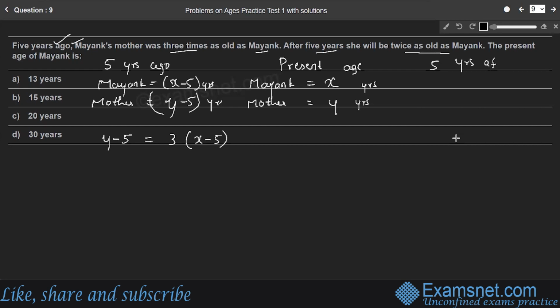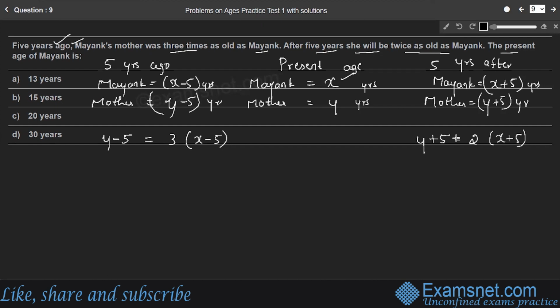And after 5 years, we'll consider their age after 5 years. 5 years after, Mayank will be x plus 5 years, right? Present age is x. After 5 years, his age becomes x plus 5 years. And his mother's age will be y plus 5 years, right? It is given that after 5 years, she will be twice as old as Mayank. So y plus 5 will be 2 times x plus 5, right? Therefore, we need to find the value of x, the present age of Mayank. So we'll consider these two as equation 1 and 2.